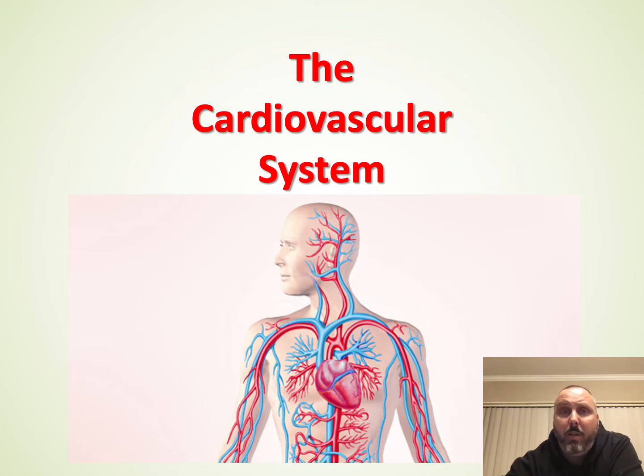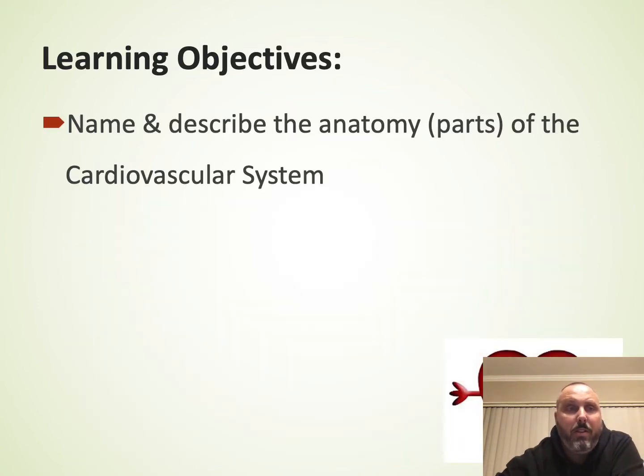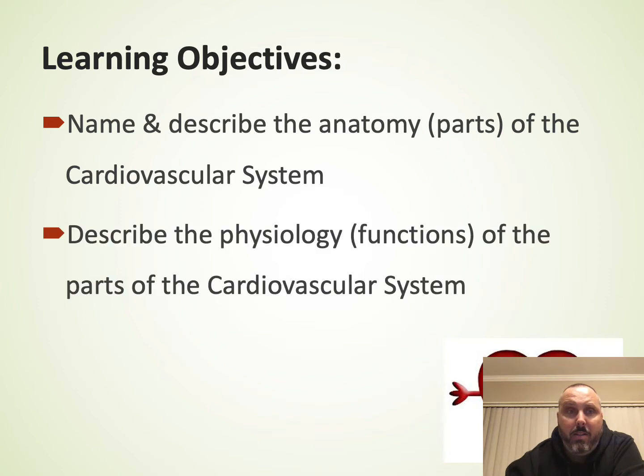So we're going to talk first about the cardiovascular system, and we're going to talk about a few conditions, and then move on to the respiratory system a little bit later on. So let's get stuck in. Learning objectives for this first lecture: name and describe the anatomy, or the parts, of the cardiovascular system. And the second one is to describe the physiology, or the functions, of those parts of the cardiovascular system.